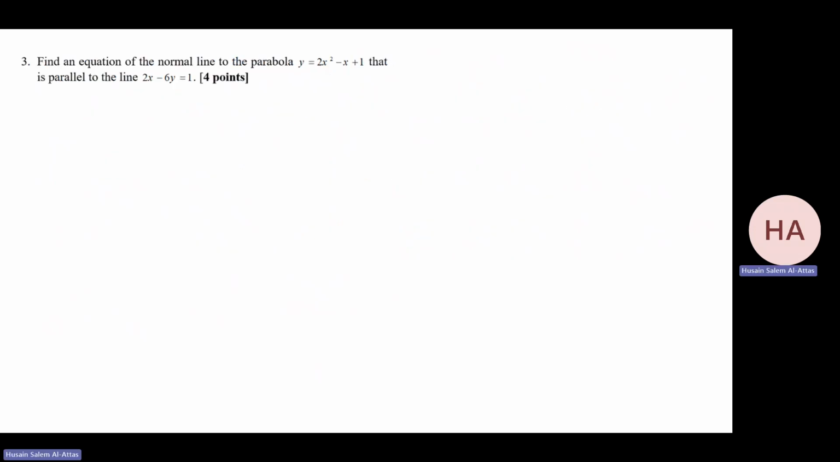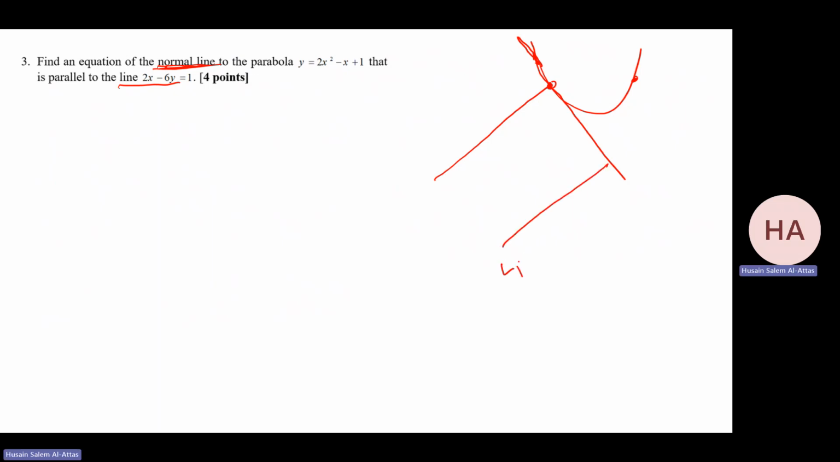Find an equation of the normal line to this parabola that is parallel to this line. Here, talking about the normal line. So what we have, a parabola, like this. And we have a line, tangent line, I don't know where. No, tangent line here is decreasing, okay. Where I have a normal line at this point, and the normal line is parallel to another line.